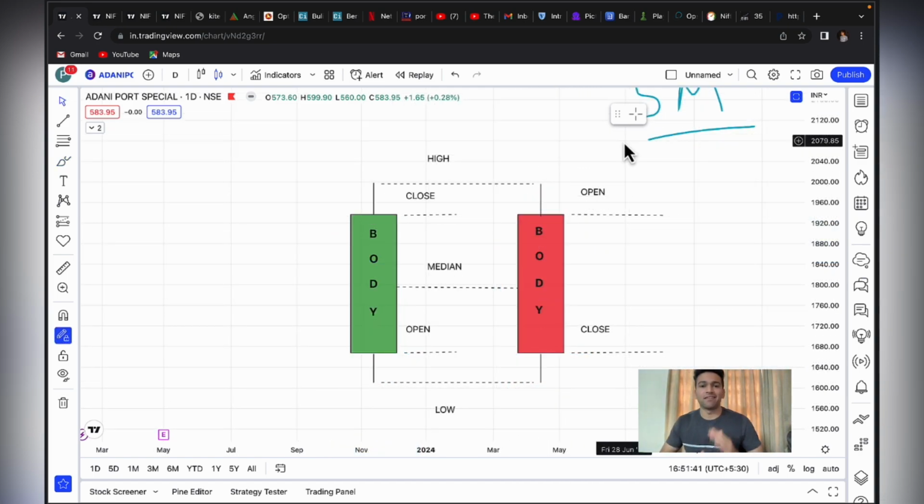Now I hope you guys have a good idea about how to read a single candlestick. So let's move on and look at a few examples on the chart.